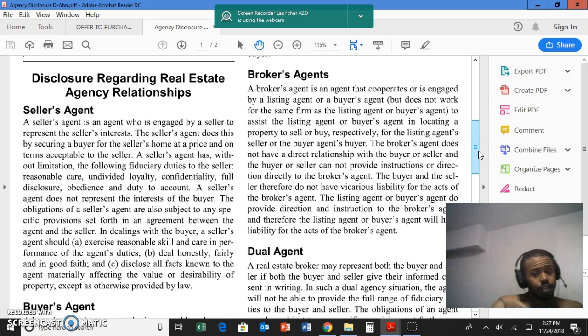And a broker's agent, generally what we want to sign up as. A broker's agent is an agent that cooperates or is engaged by a listing agent or a buyer's agent, but does not work for the same firm as the listing agent or buyer's agent, to assist the listing agent or buyer's agent in locating a property to sell or buy, respectively, for the listing agent's seller or buyer's agent's buyer. The broker's agent does not have a direct relationship with the buyer or seller, and the buyer or seller cannot provide instructions or direction directly to the broker's agent.